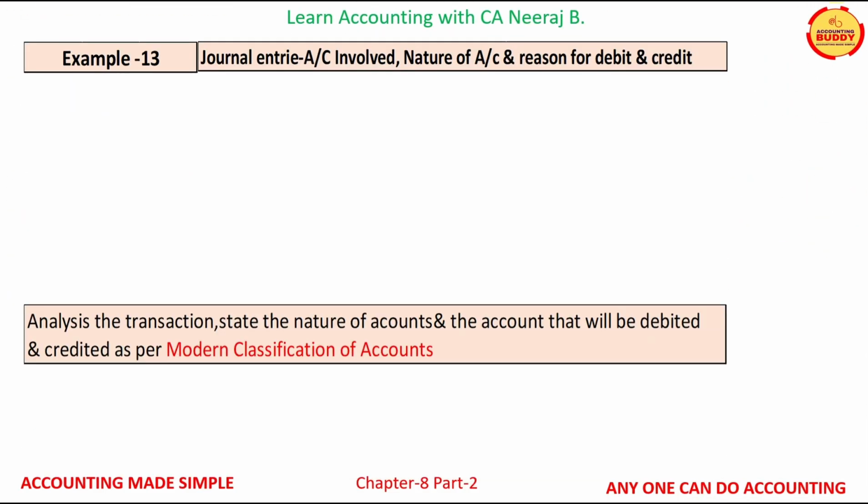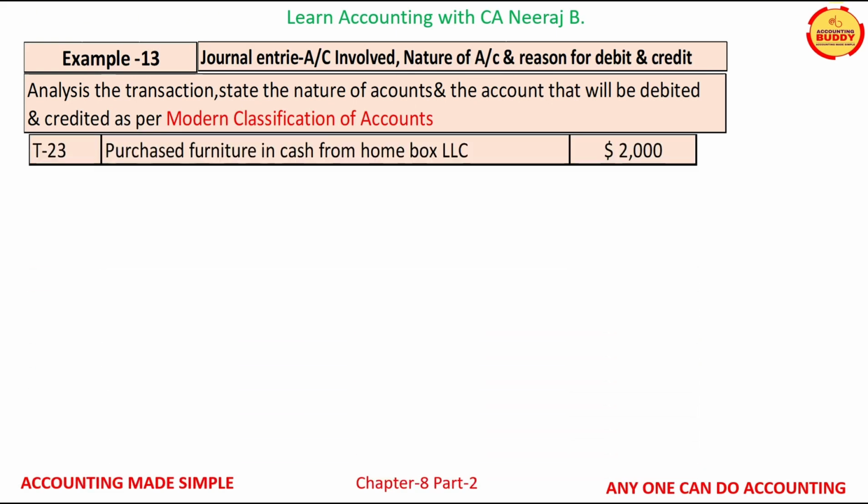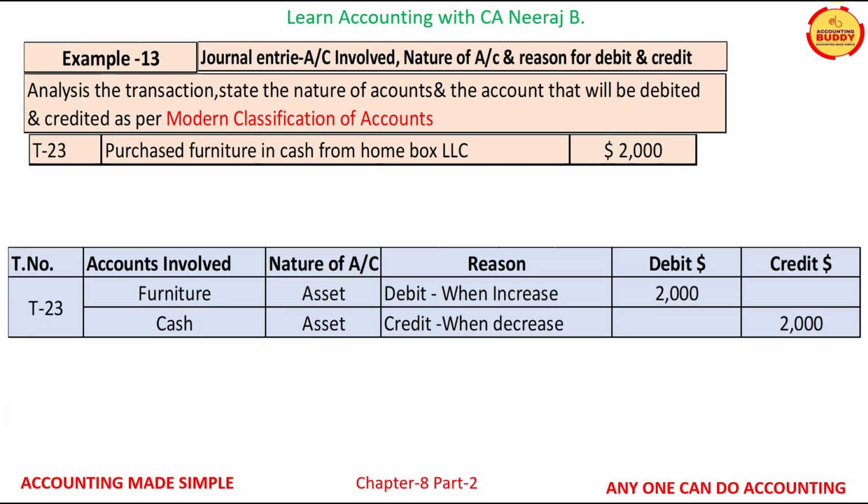Next illustration on your screen is: analyze the transactions, state the nature of account and the accounts that will be debited and credited as per modern classification of accounts. Transaction T23 is business purchased furniture in cash from Homebox LLC for $2,000. The two accounts which are getting affected are furniture account and cash account.